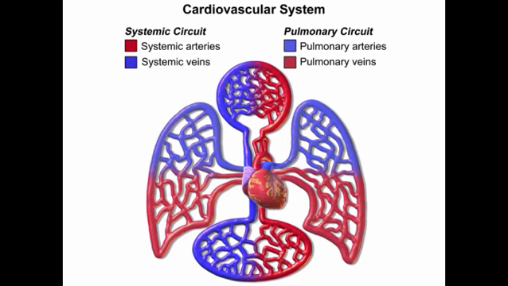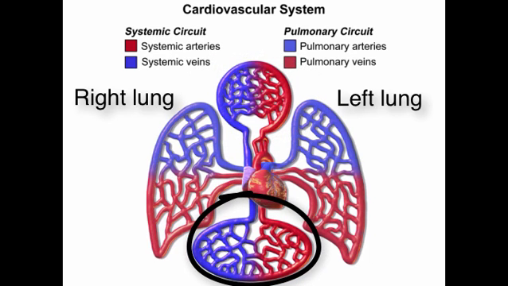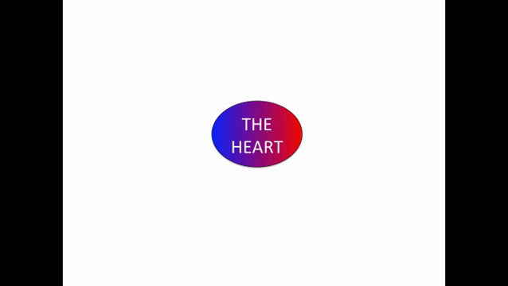Now, you need to know about the cardiovascular system. You can think of the cardiovascular system as having two loops. One loop takes blood to and from the lungs, and one loop takes blood to and from the body. In this diagram here, you can see the upper part represents the blood going to the head, and the lower part represents the blood going to any part of the body below the heart. And you can see the left and right lung there. Let's look at this in a slightly simpler diagram now.